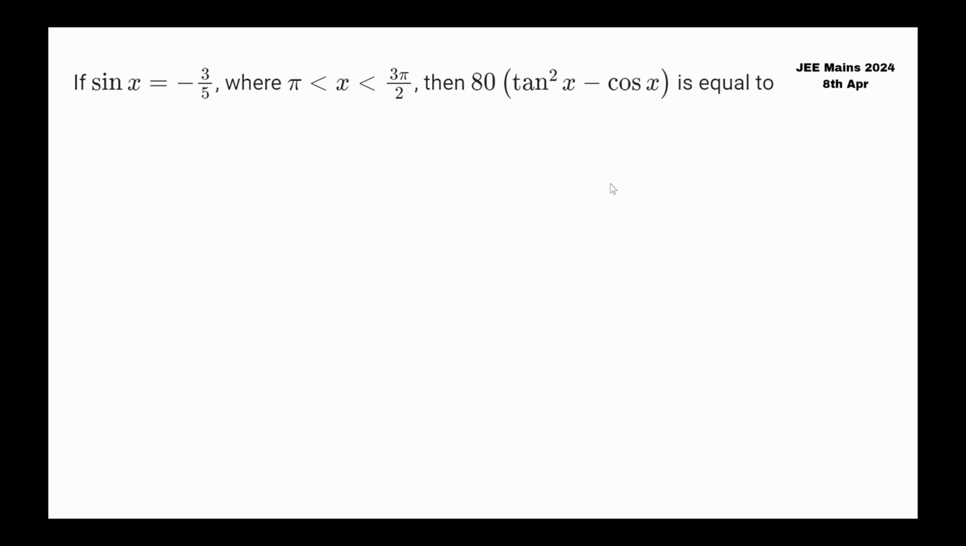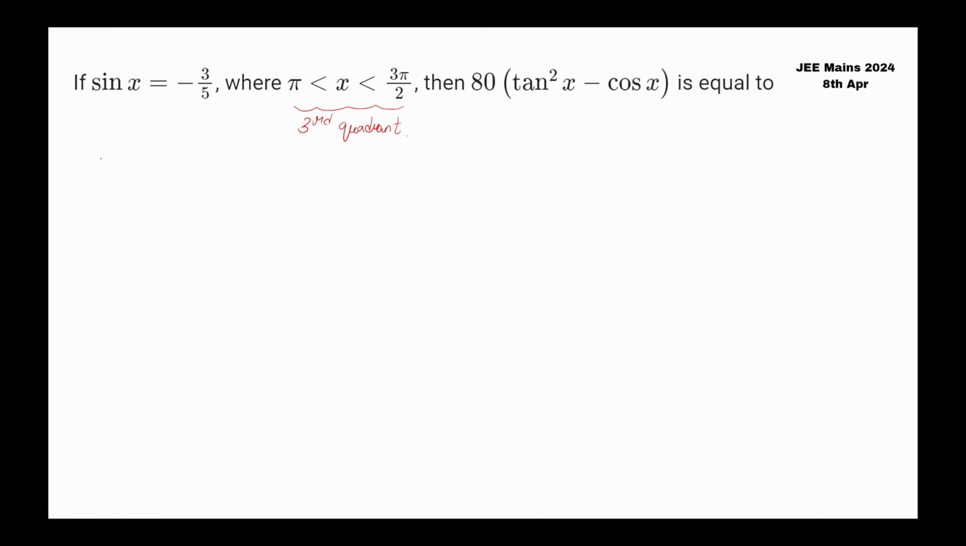Let's start with the first question. Sin x is equal to minus 3 by 5, where x belongs to pi to 3 pi by 2. That means here they've told us that our x is lying in the third quadrant. So they've told us which quadrant our x is lying in.